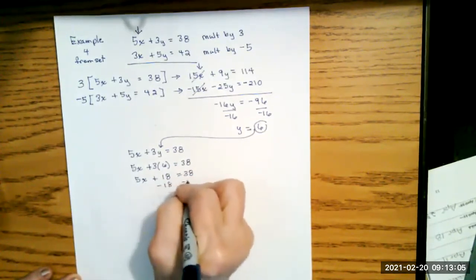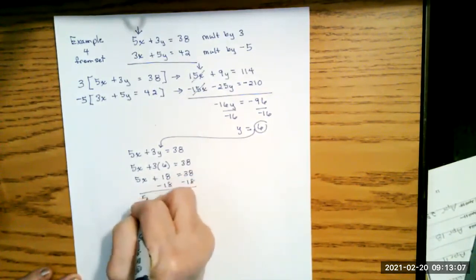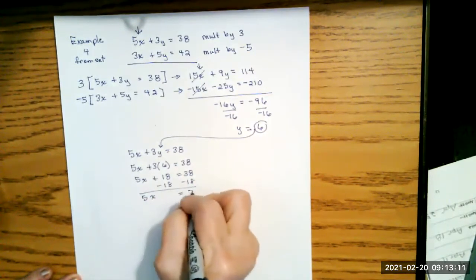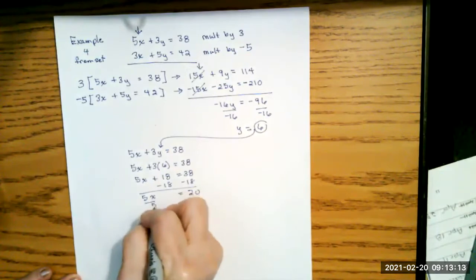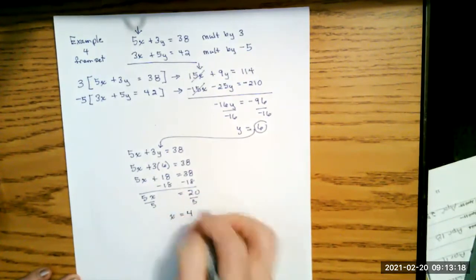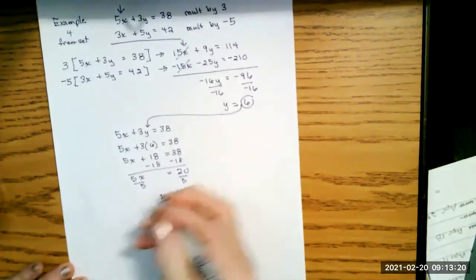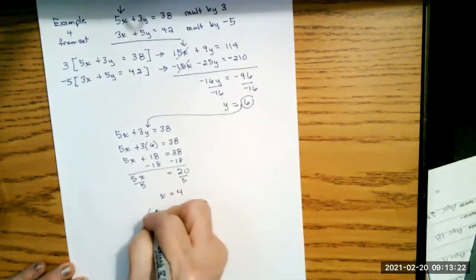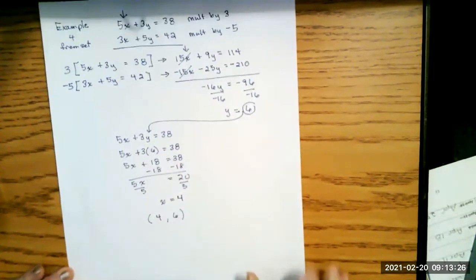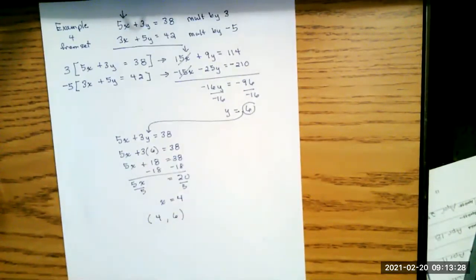Subtracting 18 from both sides gives me 5x equals 20. Dividing both sides by 5 gives me x equals 4. And again, you want to put your answer in ordered pair form. The x is 4, the y is 6. So that's the way we do that one.